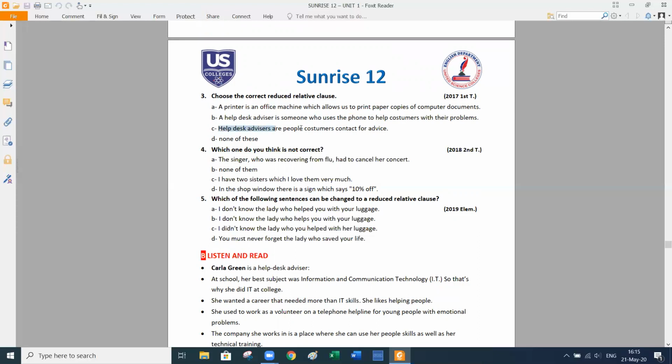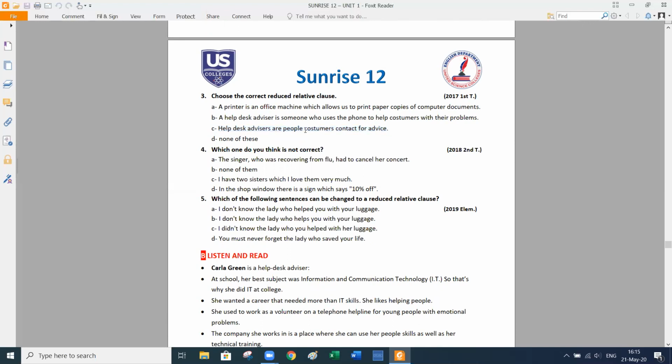Yes, this is a correct relative clause sentence. And as we can see, the relative pronoun is removed. It's omitted. So we say this is a reduced relative clause. This is the correct answer. Help desk advisors are people who customers contact for advice.